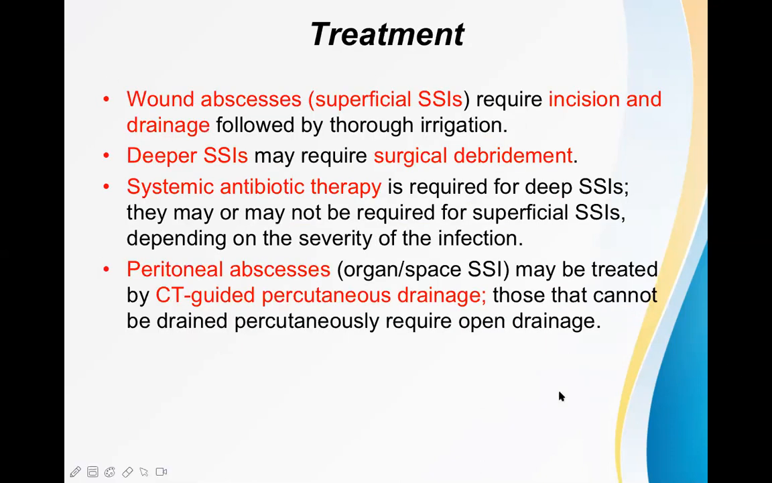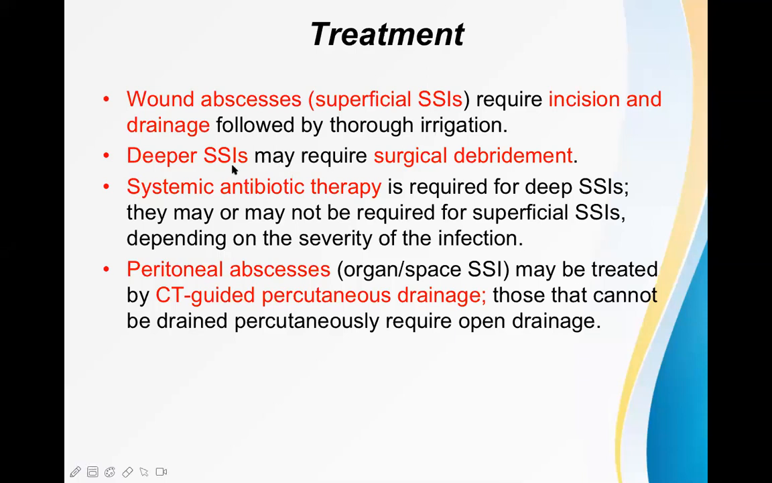Now, the last part is the treatment. What are the parts of the management or treatment here? If there is superficial surgical site infection, which leads to abscess in the wound, a collection of pus there, you must go for incision and drainage, followed by thorough irrigation. Irrigation means washing of that site with a good amount of normal saline or ringer lactate. That is an important one. Also, distilled water can be used.